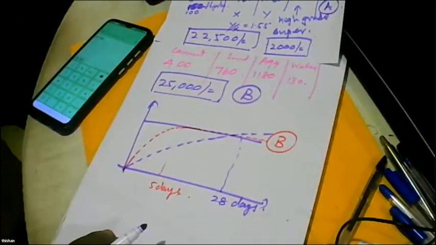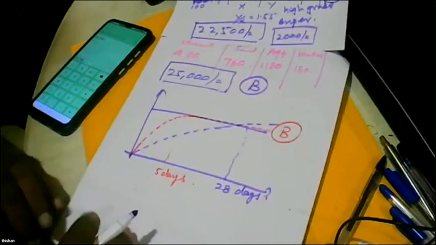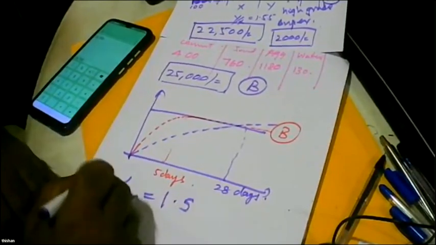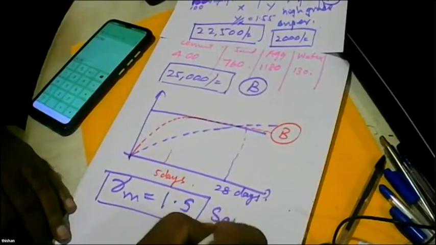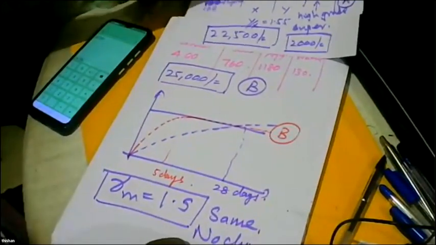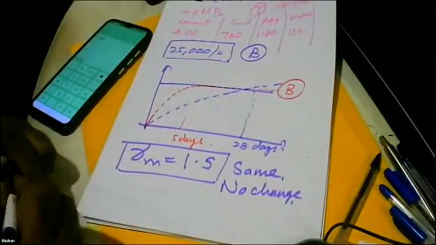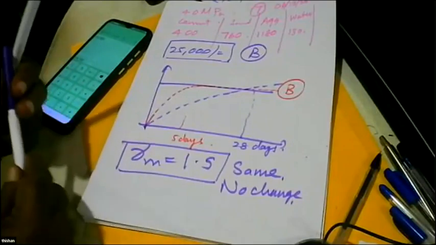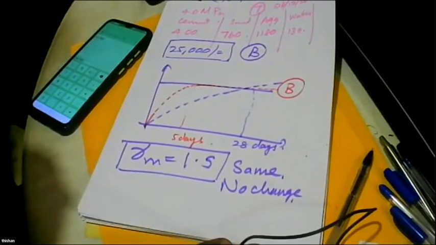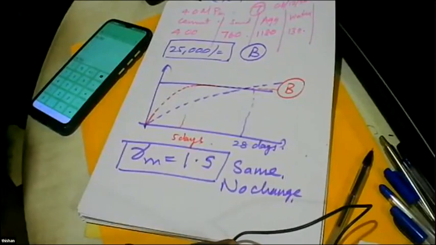So what are you looking for? In your design, you have said that I am looking for 40 megapascal in 28 days. So both mixers are achieving it. So what can you say about gamma M? Same. No change. Have I answered your question? The engineer who asked the question earlier, have I answered your question? Yes, sir. Yeah. So that's how you have to think.